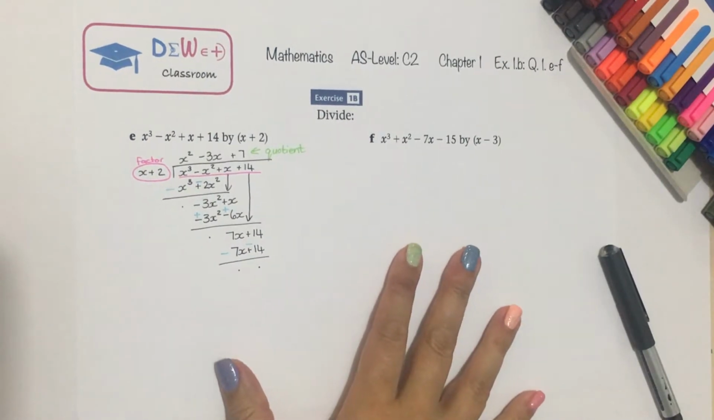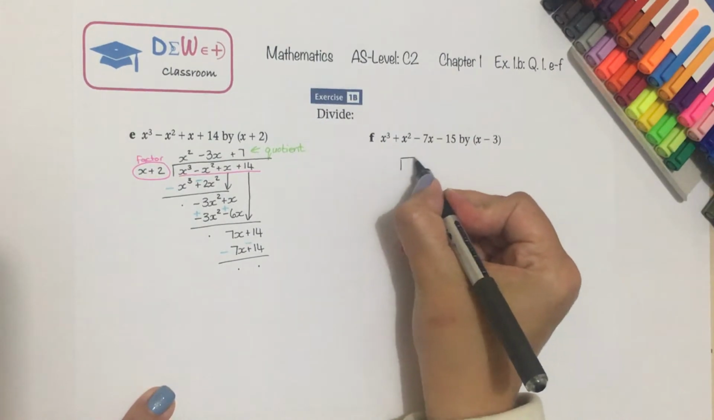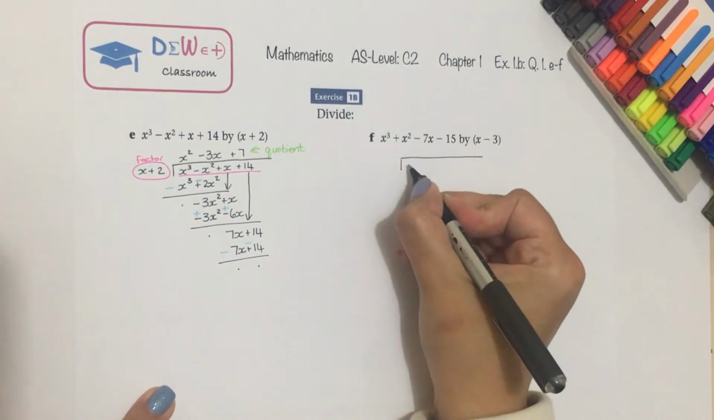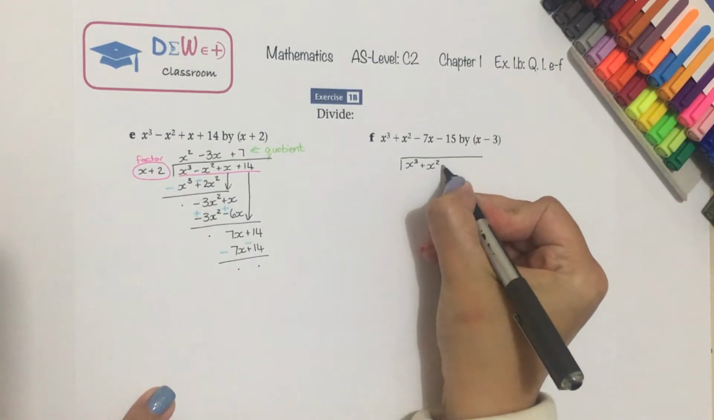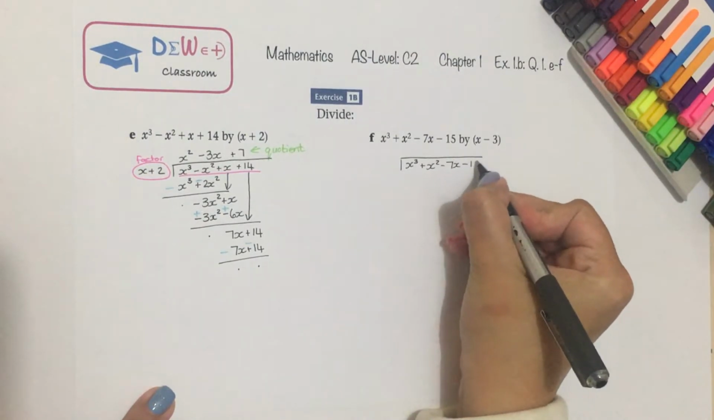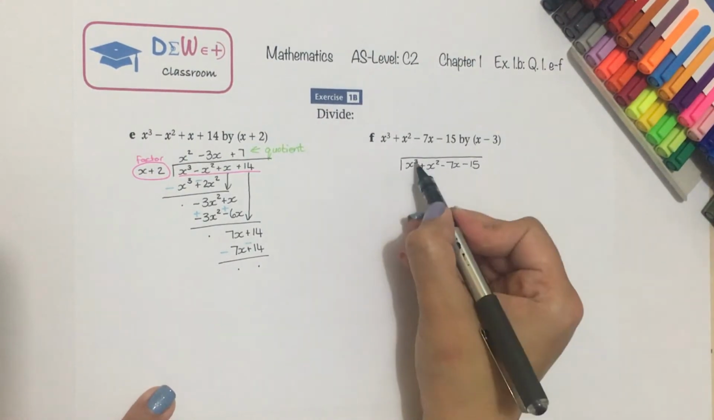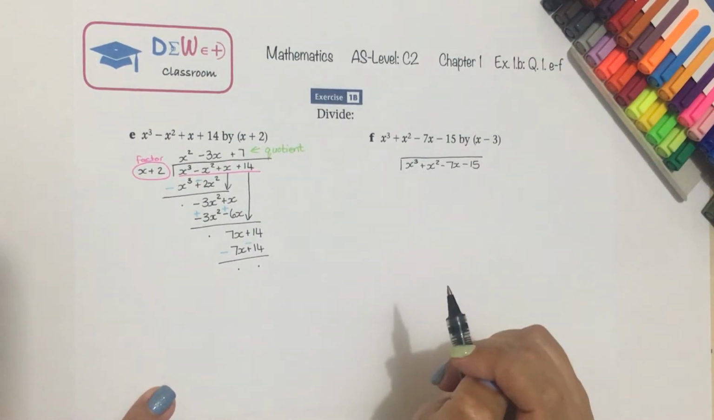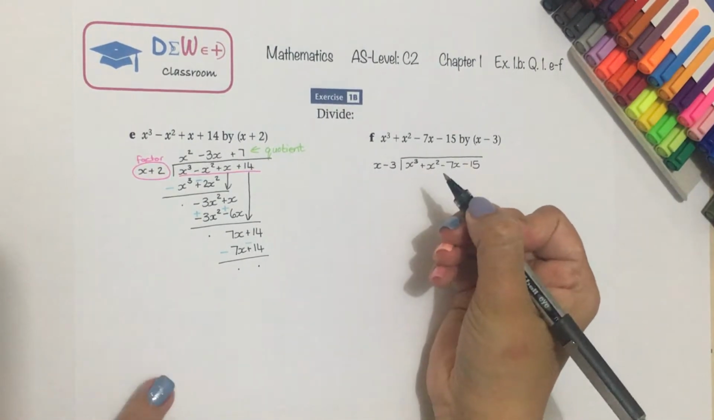Right, moving on to number f, we start off by rewriting the whole polynomial. X to the power of 3 plus x squared minus 7x minus 15. Just a reminder, all the powers need to be there, 3, 2, 1, 0. It should not be skipped. Right, divided by x minus 3.